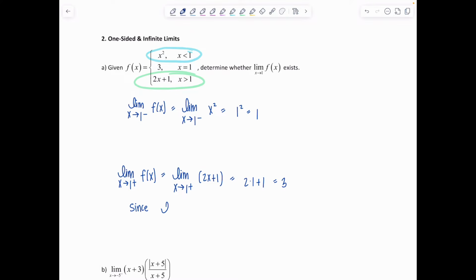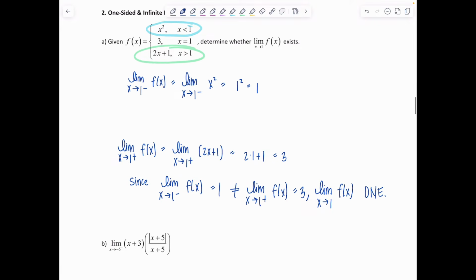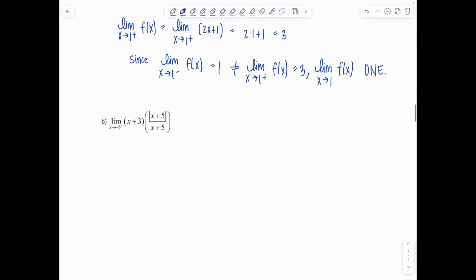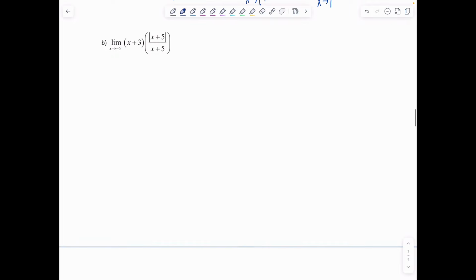So you should say since the limit as x approaches 1 from the left of f of x equals 1, which does not equal the limit as x approaches 1 from the right of f of x, which equals 3, then we say the limit as x approaches 1 of f of x, it doesn't equal anything. It just does not exist. Okay? Very good.